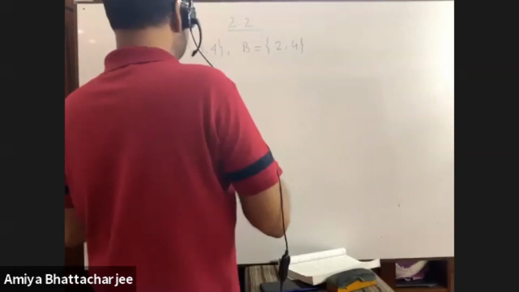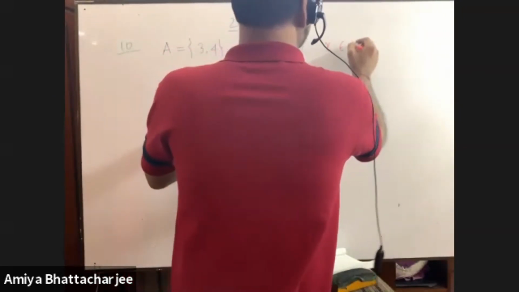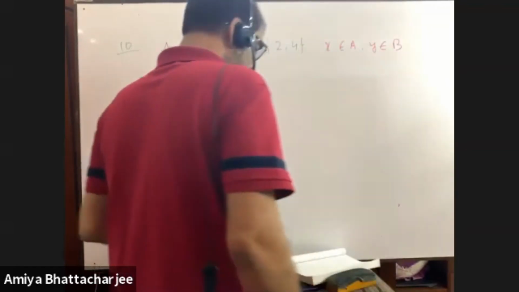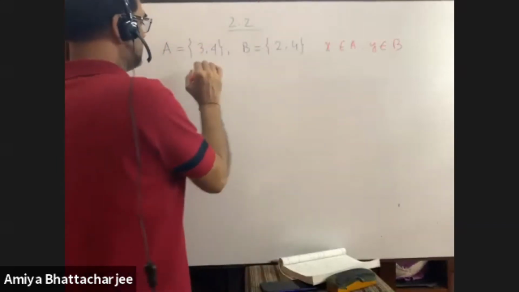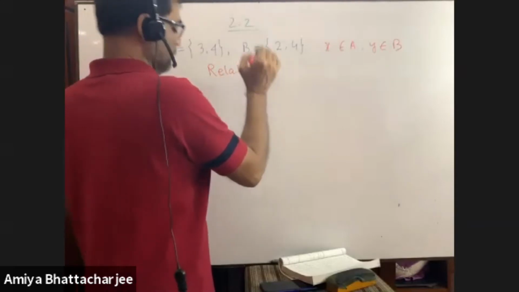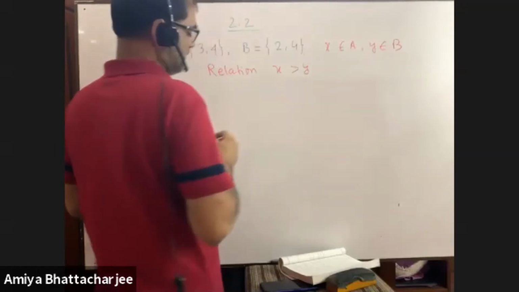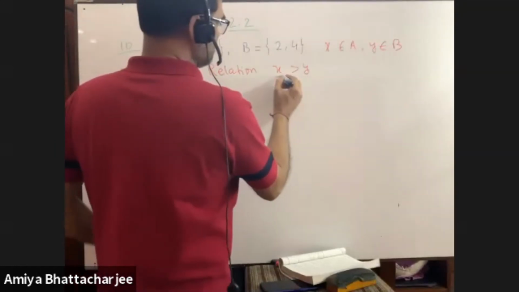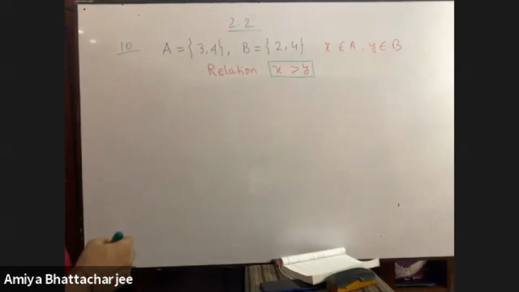What is the condition? X belongs to A and it is given Y belongs to B. Now, you have to determine the relation where X is greater than Y. You give emphasis only on this part. X greater than Y. Okay?